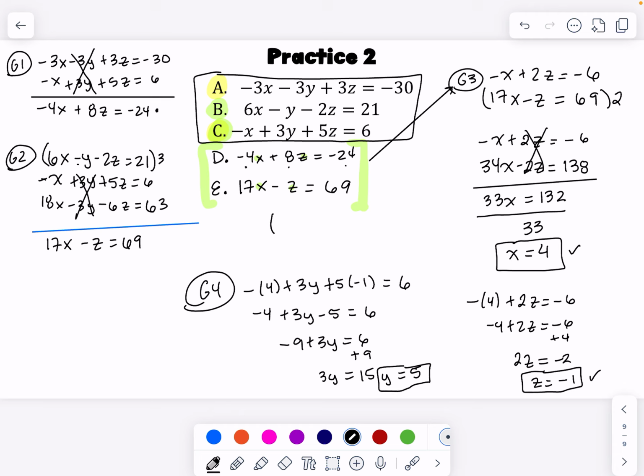Once again, just write your final answer as an ordered triplet. That goes x, y, and z. So 4, 5, and negative 1. If you're not sure about your answer, you can always double check by plugging it into all 3 and making sure that all 3 give you a true statement. But this was your last one on how you can solve a 3-variable system by hand.